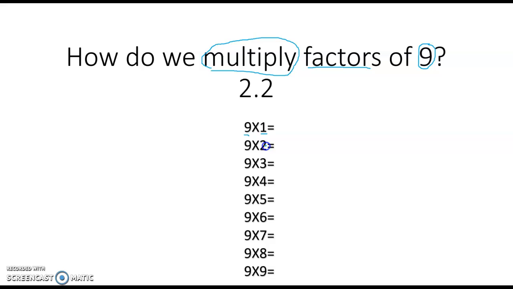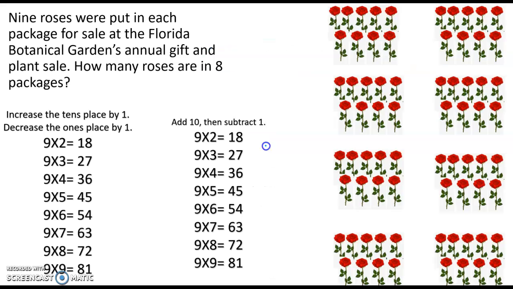9 is a tricky factor. So there's a few tricks I'm going to teach you today. Let's take a look at this word problem. 9 roses were put in each package for sale at the Florida Botanical Gardens annual gift and plant sale. How many roses are in 8 packages?